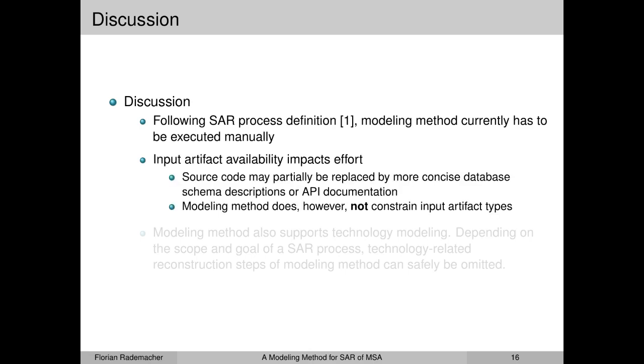The input artifact availability impacts the effort of our modeling method. So in the validation, we relied on source code to reconstruct the architecture of Lakeside Mutual, and it took quite some time. But the source code could also be replaced by, for example, concise database schema descriptions from which domain concepts could be reconstructed, or with API documentation from which to reconstruct service interfaces. So this could speed up the reconstruction process, because then artifacts on a higher level of abstraction than source code can be used for the actual reconstruction process.